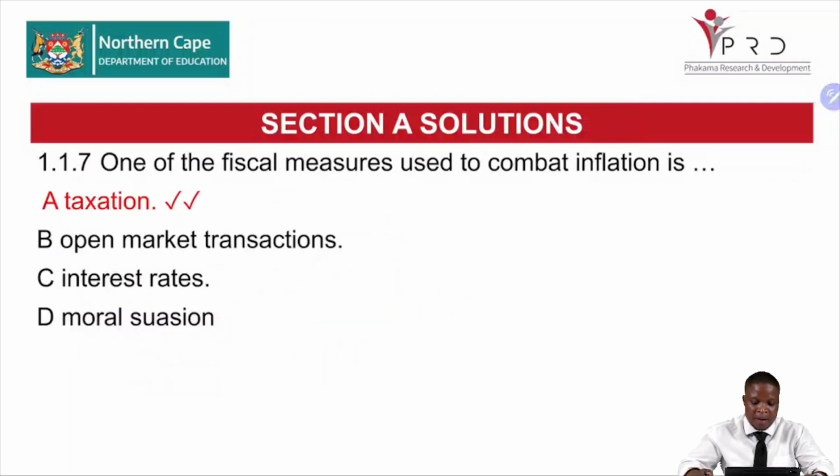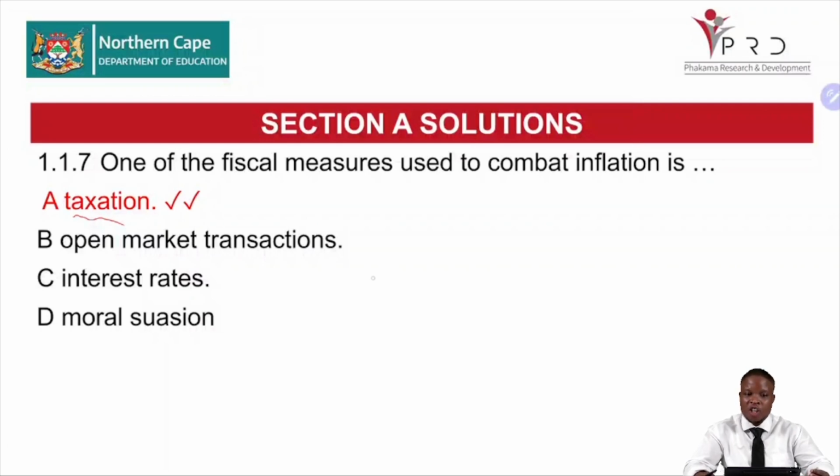1.1.7, one of the fiscal measures used to combat inflation is taxation. Taxation is a fiscal measure. Remember, on fiscal, it is the Minister of Finance doing the fiscal policy. Recently, the Minister of Finance delivered the medium-term budget policy statement, which was on the 30th of October. When the Minister of Finance was presenting there, he was talking about government expenditure and taxation. How are they going to use the revenue collected? Giving us an idea of what happened in February, the main budget, and what changes have occurred throughout the year until October.